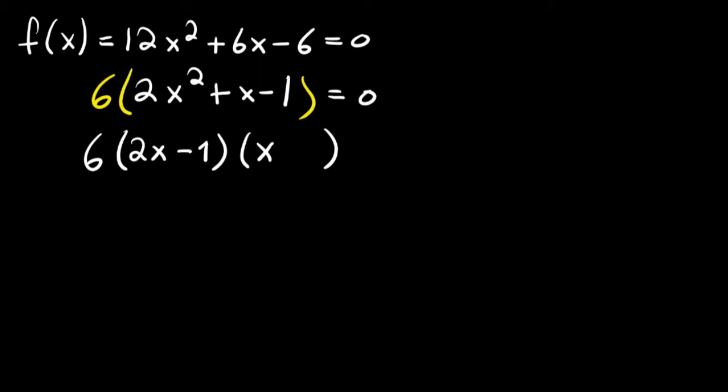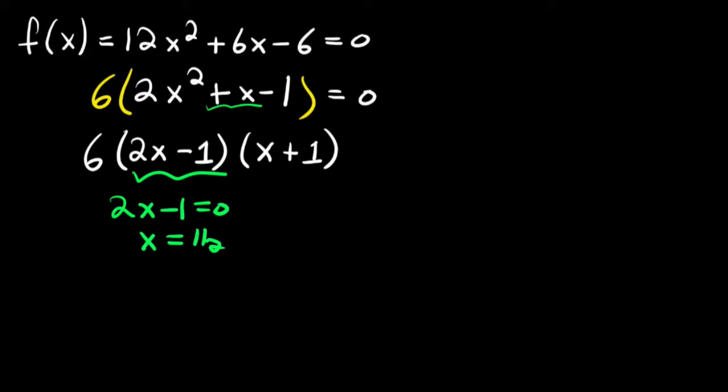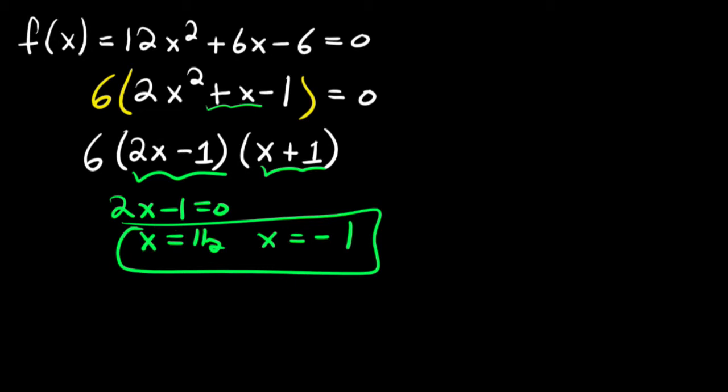The only way to get that is to have a minus 1 and then a plus 1. And if you test this, you'll see you have positive 2x and minus x, which would give you the middle term right here. So then if you set each one of these equal to 0, you get x equals 1/2. And from this one you get that x is equal to negative 1. So those are all our solutions.